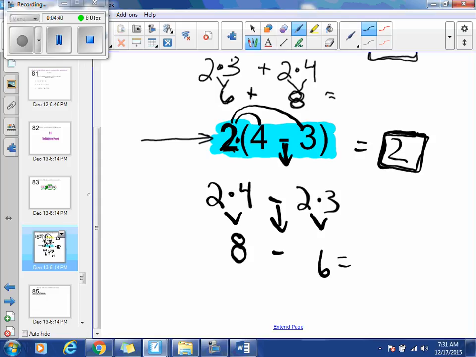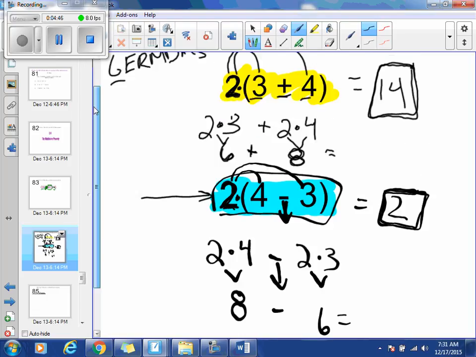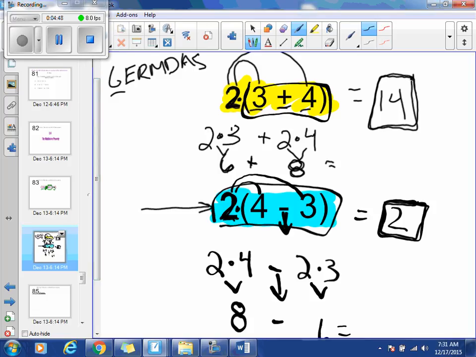And I know some of you are sitting there saying, well, why would we do it both ways if I could just do what's in the group first and then multiply it by 2? Or up here, I could just do what's in the group first and then multiply by 2. Why would we do the other way?